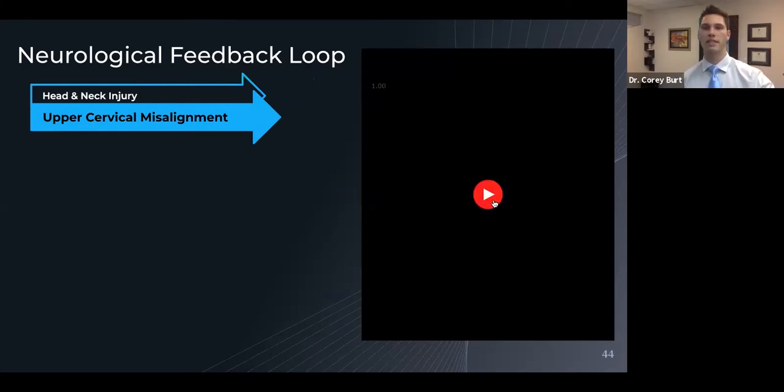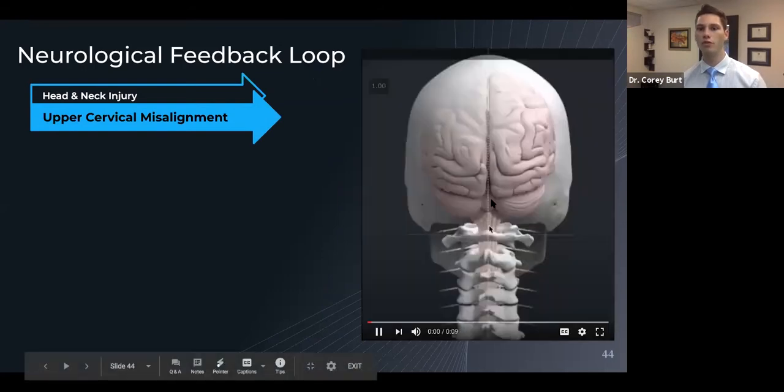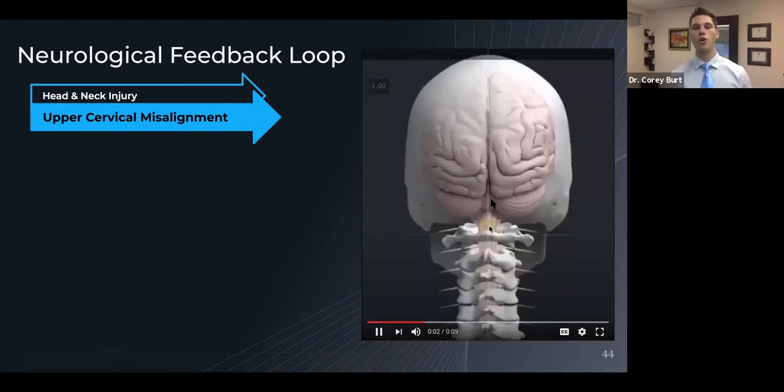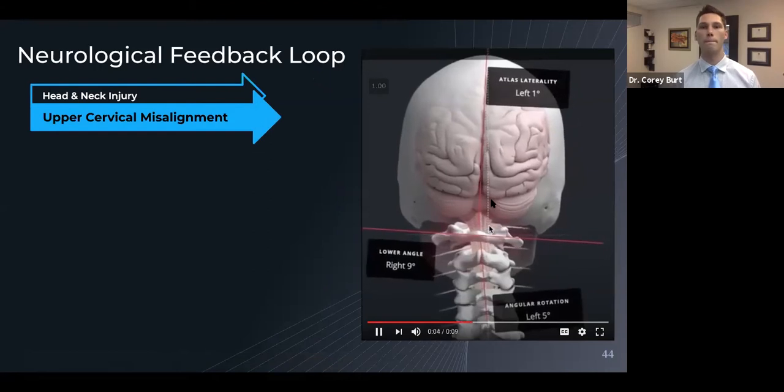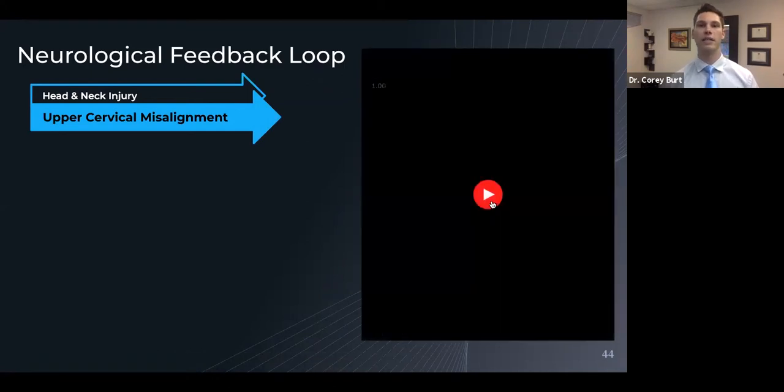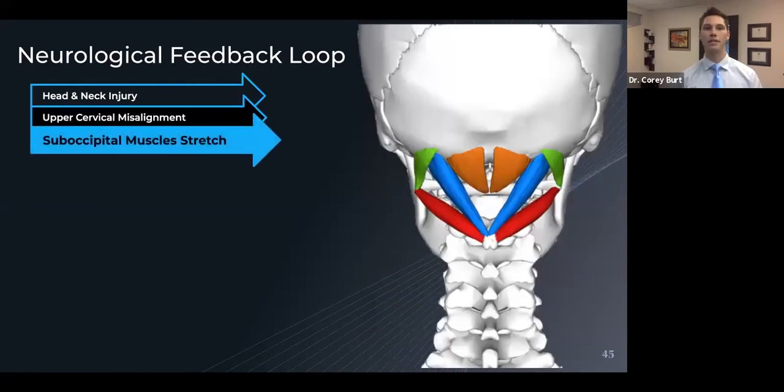Let me go ahead and play this again, but all of you should be able to see this animation. We call this an upper cervical misalignment because the atlas is shifted out of its normal position, causing the head to tilt and then the lower neck to angle underneath it. Now, when this happens, the four primary suboccipital muscles are going to stretch.